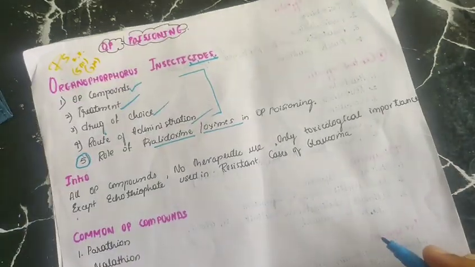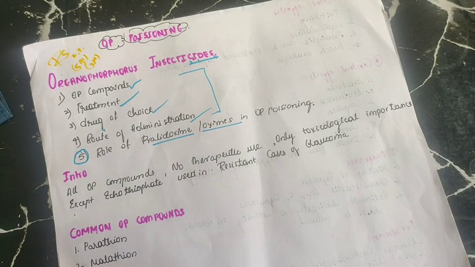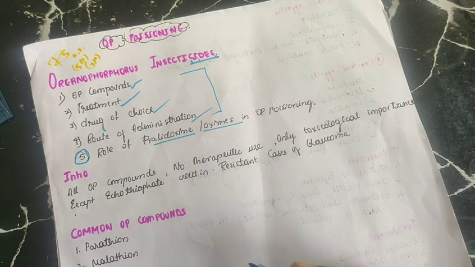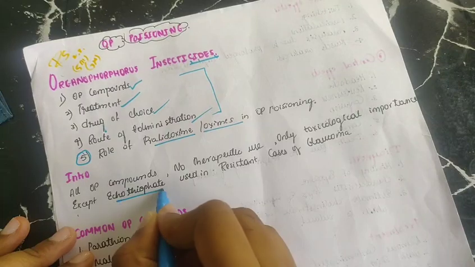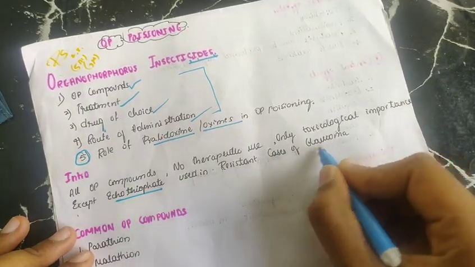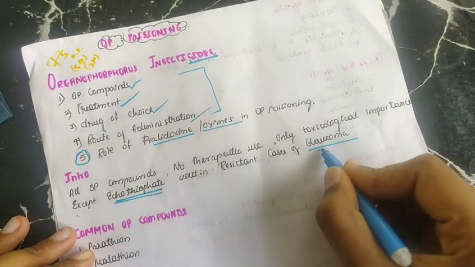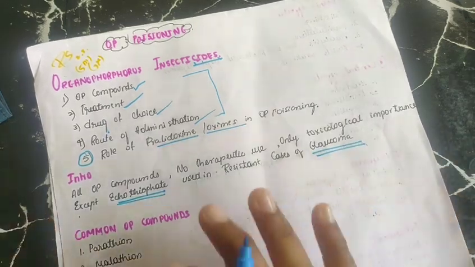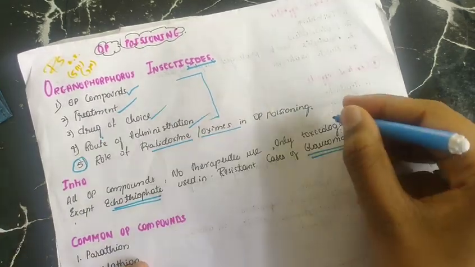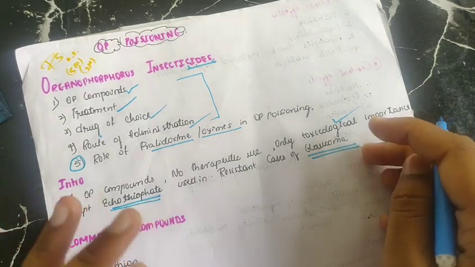Firstly, we come to the introduction. All OP poisons have no therapeutic use. They are not useful in any condition except echothiophate, which is used in resistant glaucoma. The remaining ones are important only toxicologically. They have no therapeutic use.